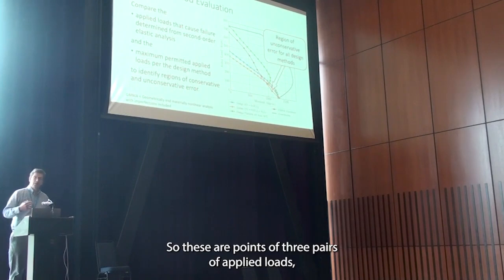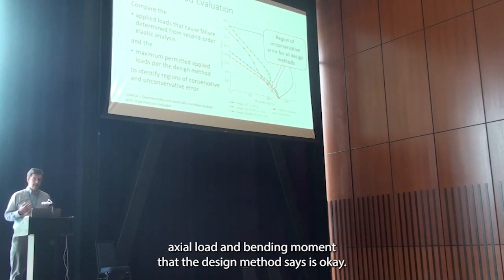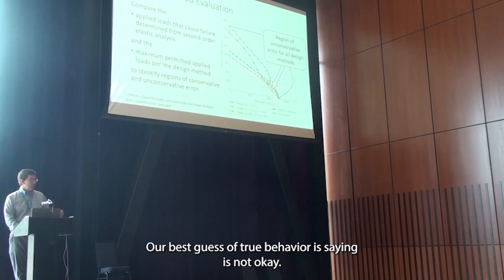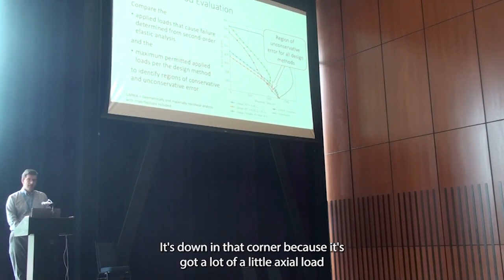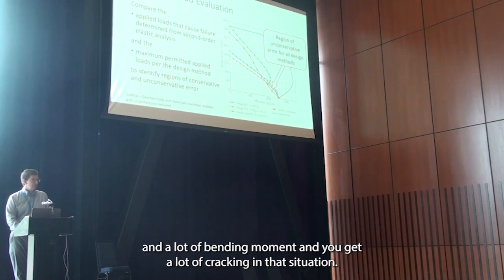This region down here is a region of unconservative error. So these are points, pairs of applied loads, axial load and bending moment, that the design method says is okay, but OpenSeis, our best guess of true behavior, is saying is not okay. It's down in that corner because it's got little axial load and a lot of bending moment, and you got a lot of cracking in that situation.